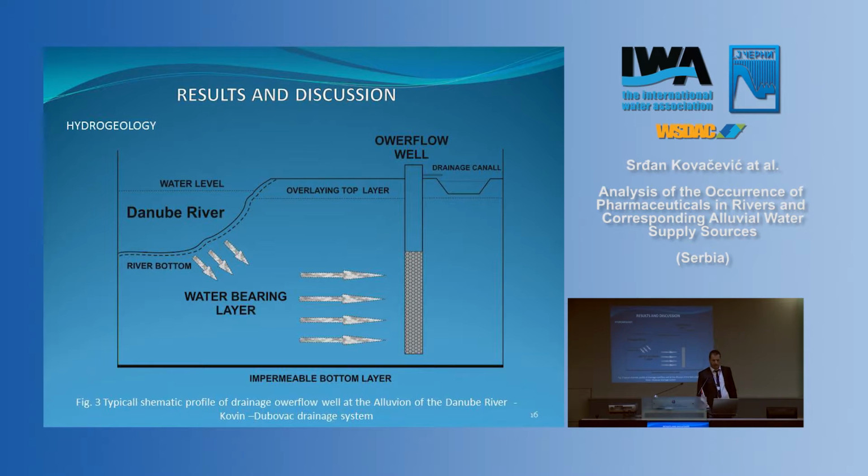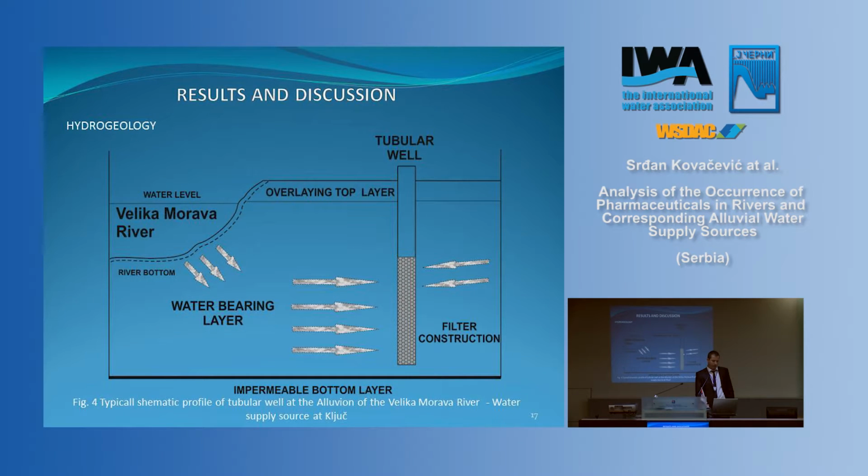Also, on Danube River, it's more isotropic. We have uniform conditions. There is a gravel, sand, and most of the water is coming from the Danube River to the overflow well. Third site is Velika Morava River. That is a groundwater source Ključ. There are oxic conditions. Also, we have tubular well.